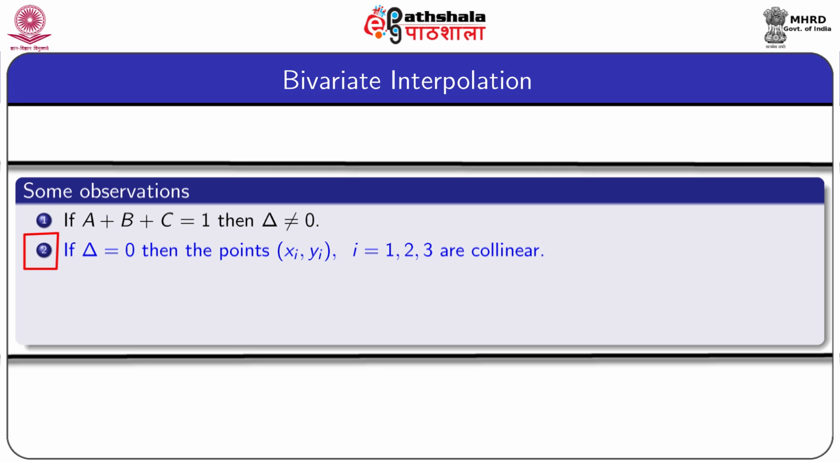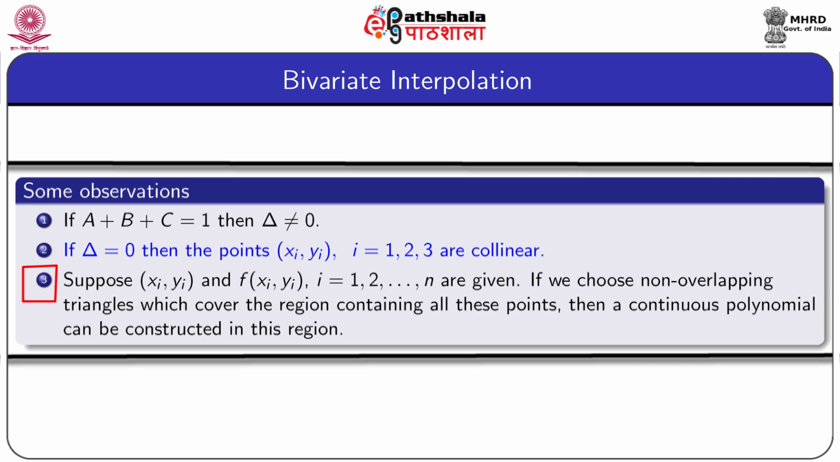If delta equal to 0, that means the denominator is equal to 0, then the points xi, yi, i equal to 1 to 3 are collinear. This gives the condition for collinearity. Suppose xi, yi and f of xi, yi, i equal to 1 up to n are given. If we choose non-overlapping triangles which cover the entire region containing all these points, then a continuous polynomial can be constructed in this region, and this polynomial is the final surface for the bivariate interpolation formula.